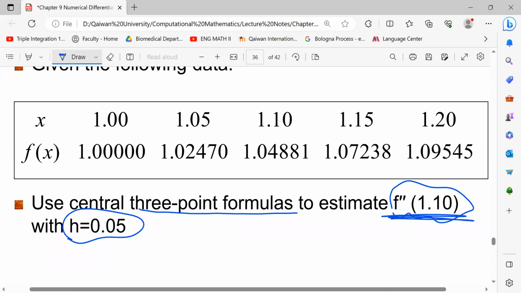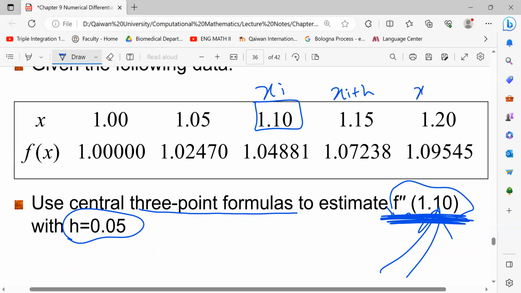Now, to estimate this, what we do, this is xi. 1.10 is xi. So what's xi plus h? Xi plus 2h, and also xi minus h, xi minus 2h. This is xi plus h, xi plus 2h. And also here we have xi minus h, xi minus 2h. That's it. Write these down on the table, okay, during exams.